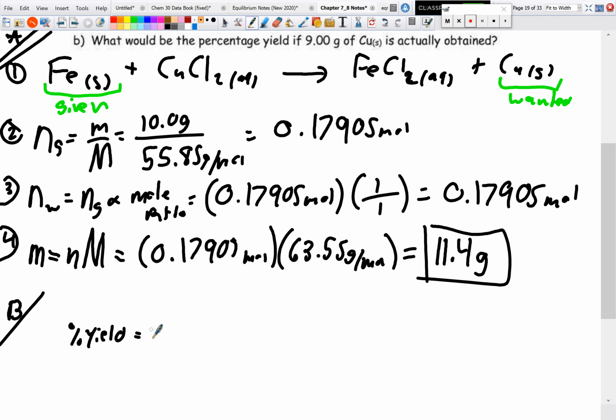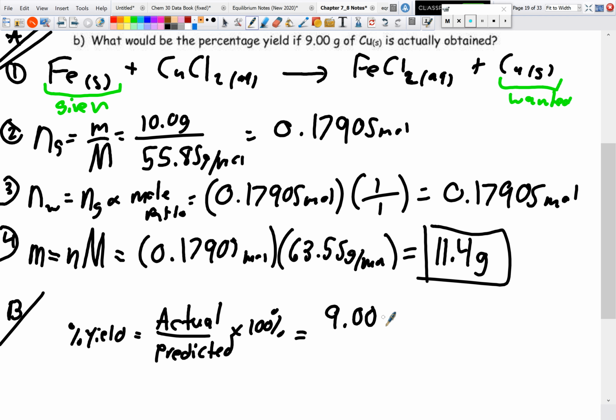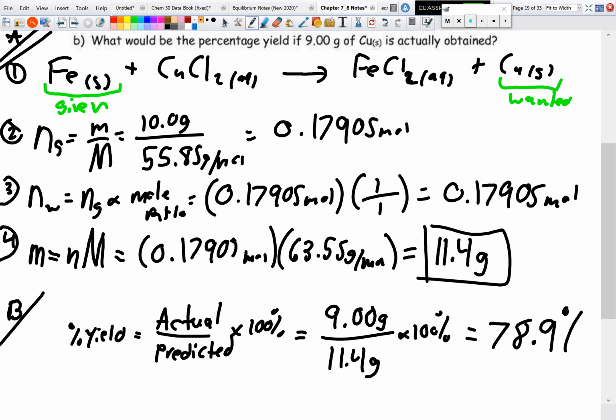So our formula for percent yield is equal to our actual over our predicted times 100%. So our actual is said in part B, we actually collected 9.00 grams. Our predicted from part A, we should have collected 11.4 grams. So our percent yield when we solve this, we get 78.9%. So what this number says is that we actually collected 78.9% of what we should collect.